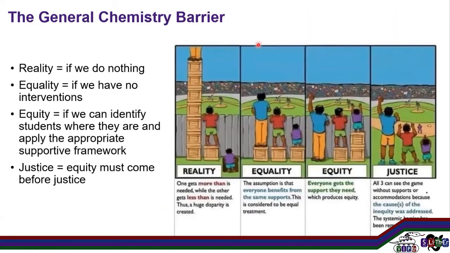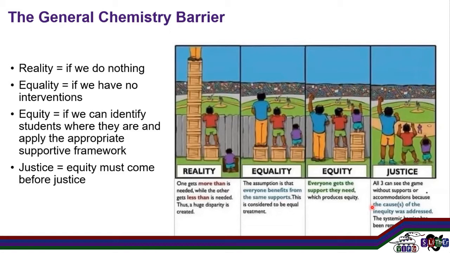Most of you have probably seen a graphic like this, looking at the difference between reality, equality, equity, and justice. We all have different student bodies that we deal with, but they come in with different backgrounds, strengths, weaknesses, challenges, and preparedness. If we don't do anything, they're going to have really different outcomes. The least we can do is have equality, where we treat everyone the same and provide certain support for our classes, maybe like tutoring or office hours, but even with that, the students aren't all going to have the same outcomes.